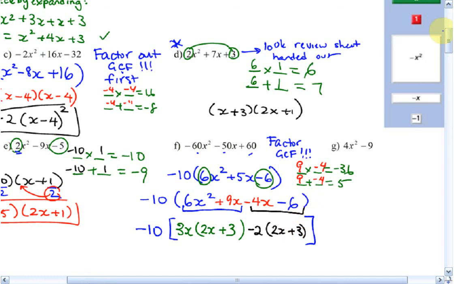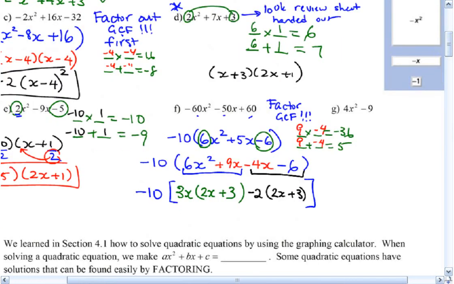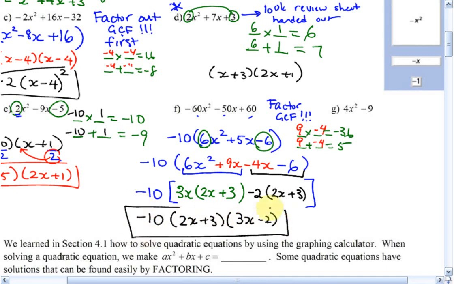Good news. So then I will factor out the 2x plus 3, and this is what you're left over with: the 3x minus 2. And this is your final answer. Is there a negative 10 on the other one? That negative 10 just keeps coming from the negative 10 we factored out from the beginning.